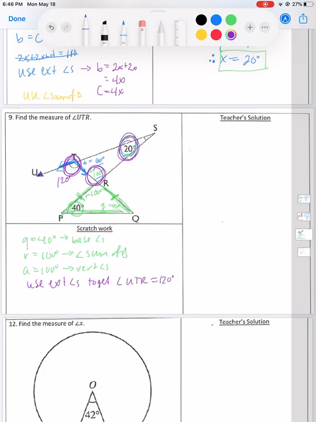Okay, so there's a few things going on there. So let's go ahead and go back and formulate that into teacher solution, where we have statements and reasons. One thing led to another. The first thing that we found was listed here, Q is 40 degrees.